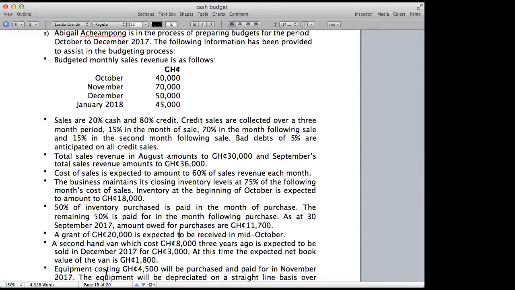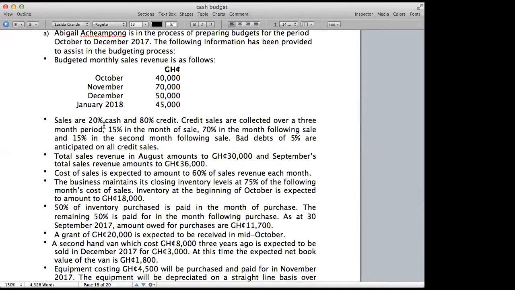Then the next note says that a second-hand van, which cost 8,000 3 years ago, is expected to be sold in December 2017 for 3,000. At this time, the expected net book value, that's the current amount of the van, is 1,800. Here they have given us three figures.